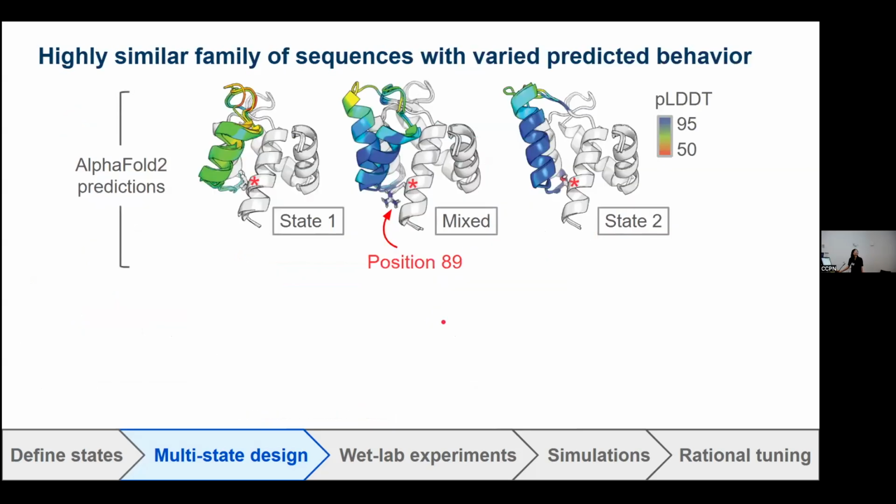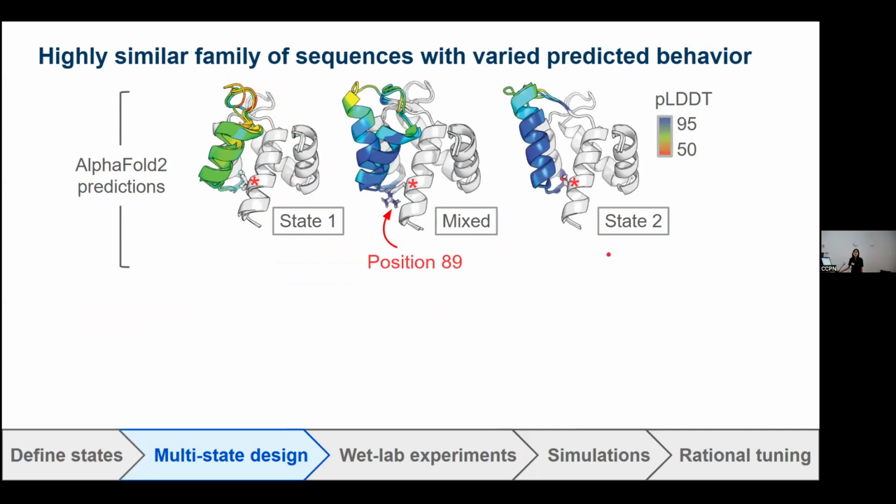And so with that approach, we ended up identifying this family of sequences that actually only differs at one residue position, which I've marked here by this red asterisk. It's in the central helix, which is actually quite distal from that calcium binding site, which is up here. And it seemed like depending on the amino acid identity at that position, AlphaFold predicted ensembles that were entirely in state 1, mixed, or entirely in state 2.